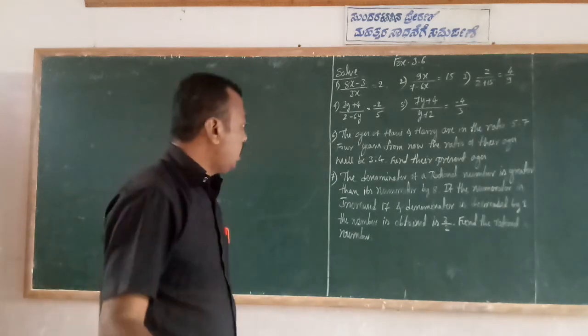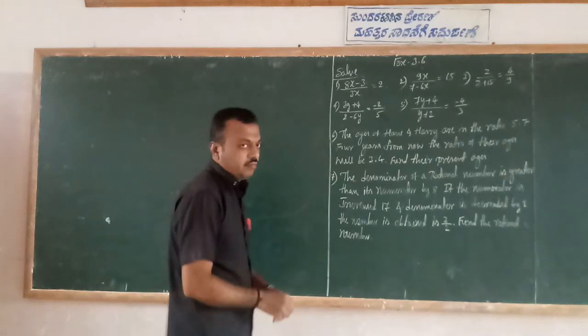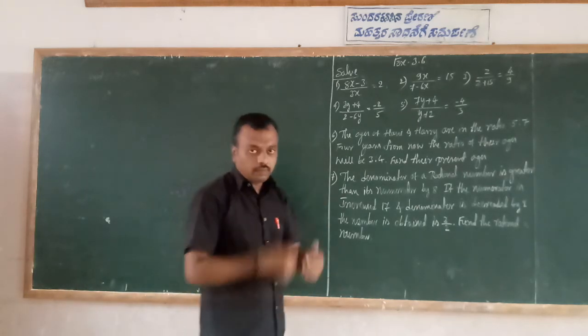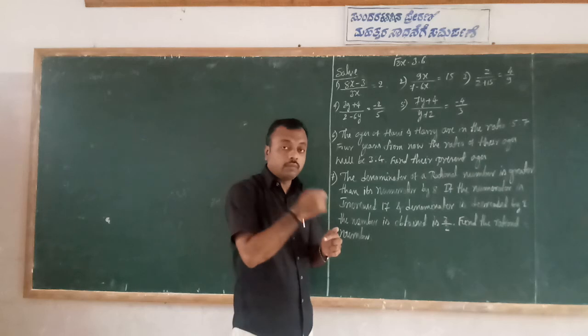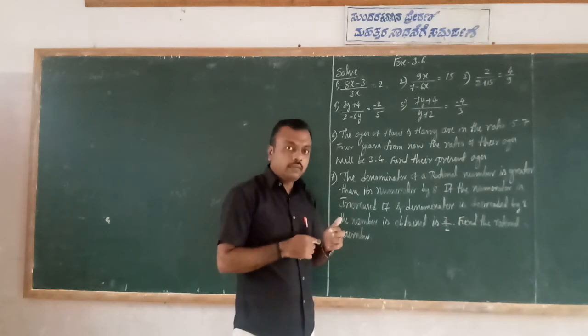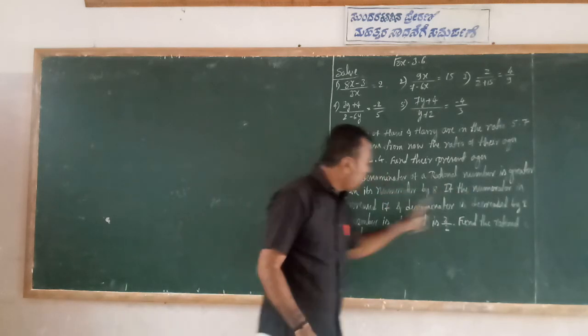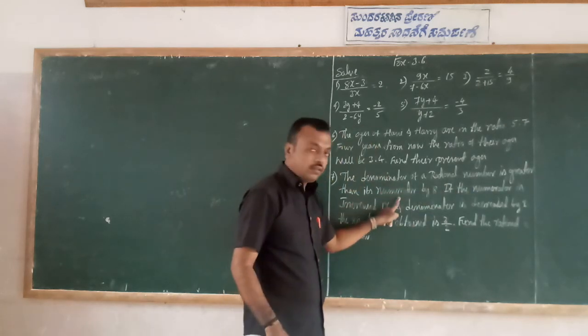Yes, the denominator of a rational number is greater than its numerator by 8. See, one rational number is there, in the p by q form. A rational number is nothing but a number in the form of p by q. p means numerator, q means denominator. The denominator is greater than the numerator.